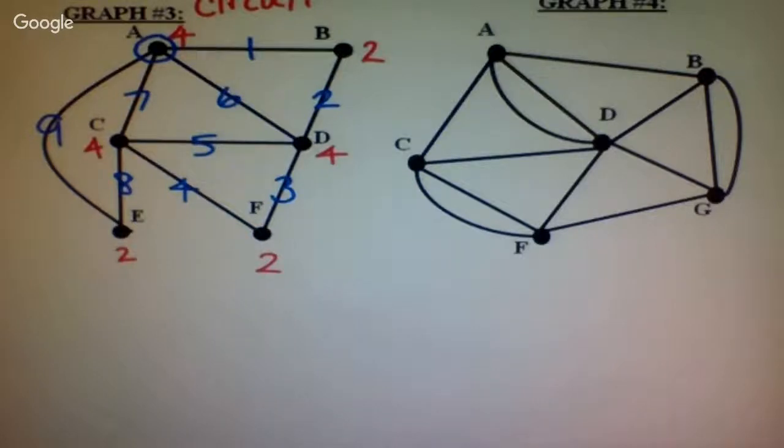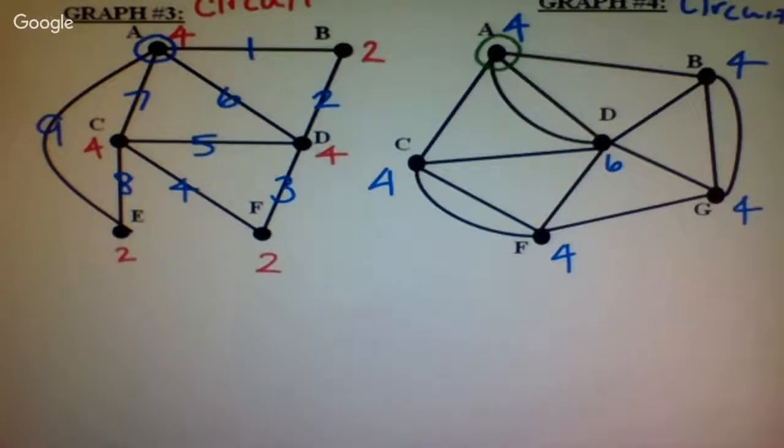Do one more with me, and then you're going to finish the rest on your own, and we'll put the answers up. A has a degree of 4. B, 4. C, 4. D, 6. G, 4, and F. What is it? Circuit. So that tells me we need to start at A.